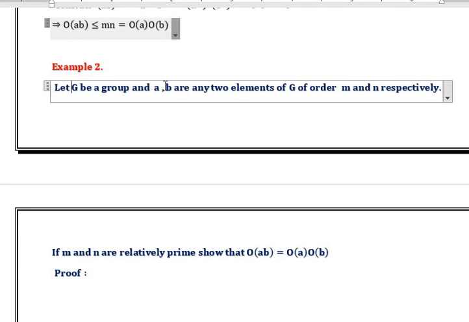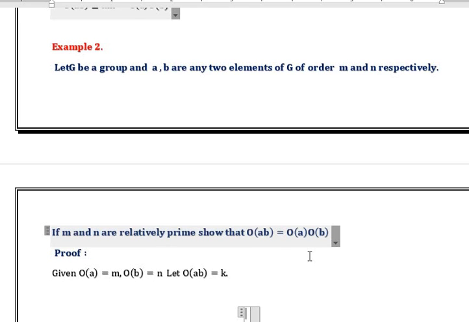Another example, example 2. Let G be a group and A, B are any two elements of G of order m and n respectively. If m and n are relatively prime, show that order of AB is equal to order of A into order of B. So given order of A is equal to m and order of B is equal to n. Now let order of AB be equal to k.